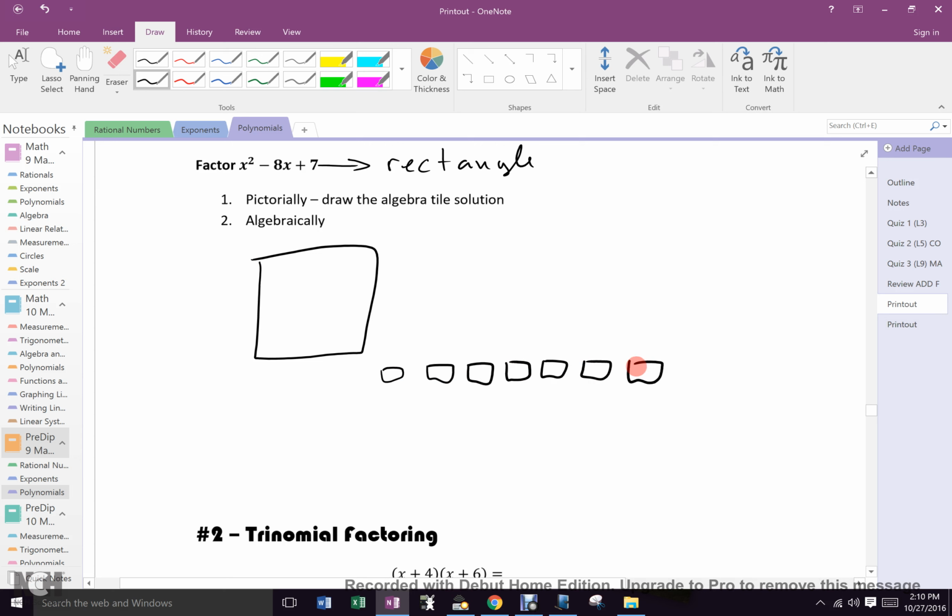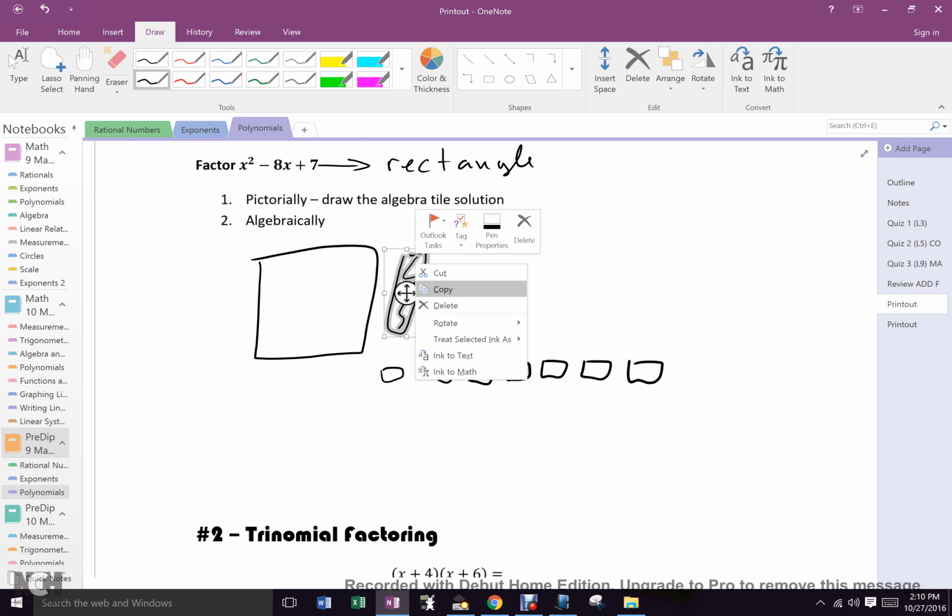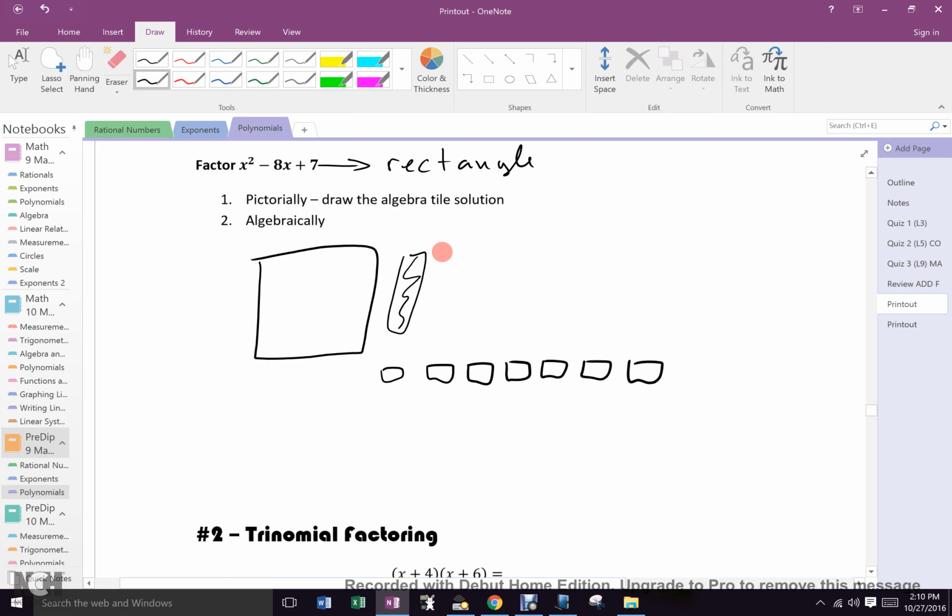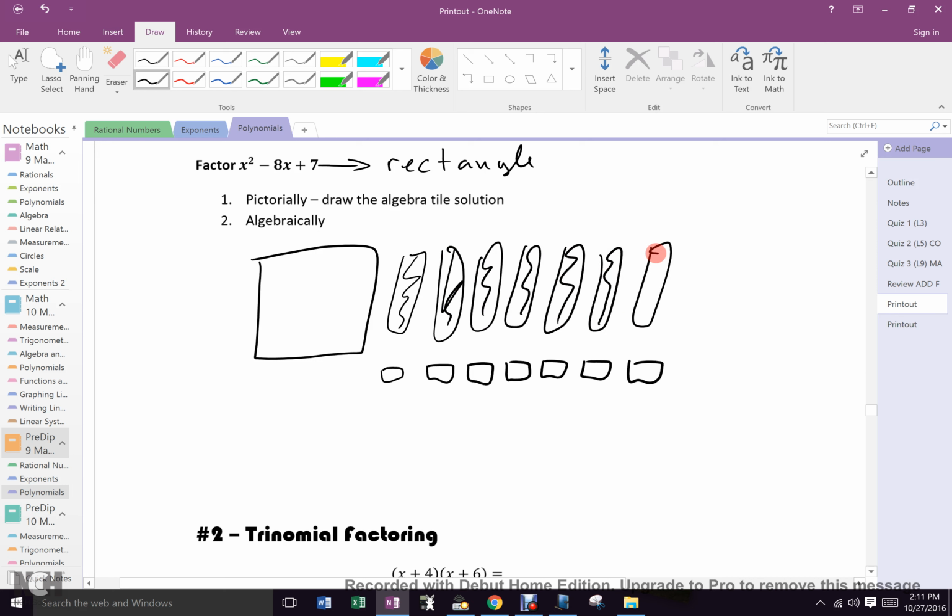Now, what do I need to fill in these holes? 8x. Look again. Which one? Negative 8x. 1. And I'm so lazy. Copy. Actually, that never works on this program. I'm just going to draw it. Does everyone agree? Yeah. Great.